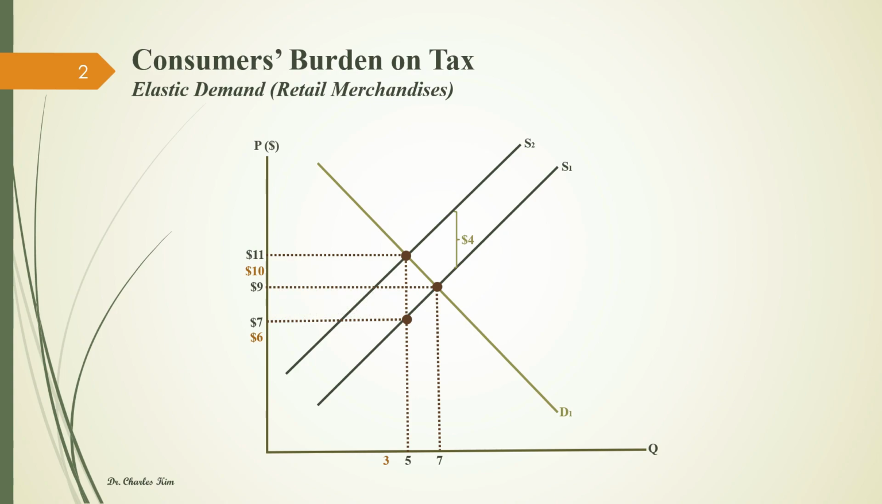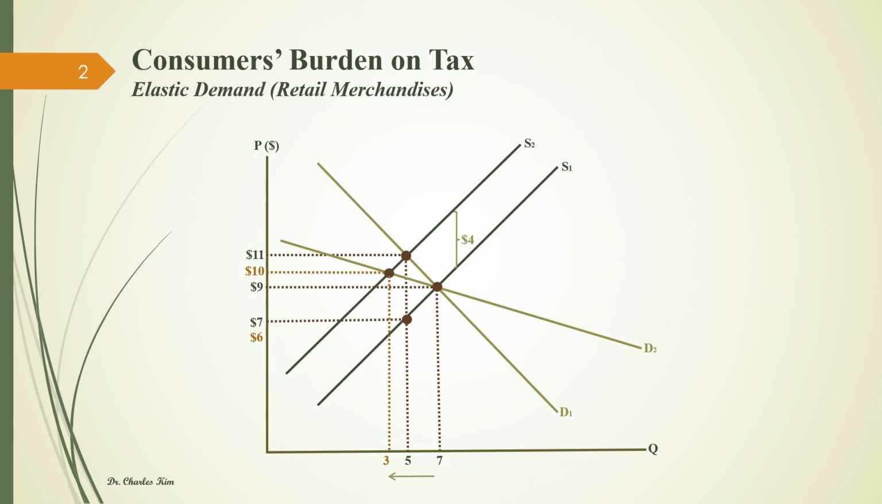When the demand is elastic, however, the consumer's burden on tax changes. Let's draw an elastic demand curve, D2. Because of the elastic demand, the demand curve D2 is flatter. Then, equilibrium price and quantity shall be $10 and 3 units.